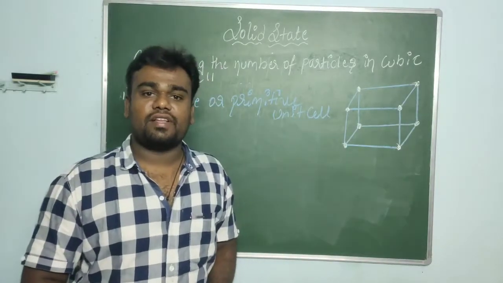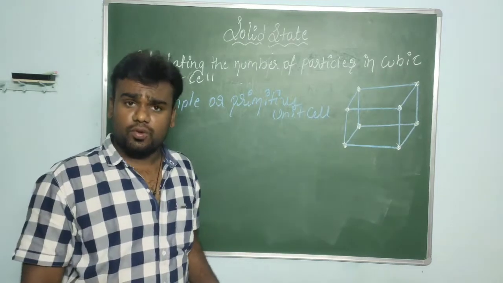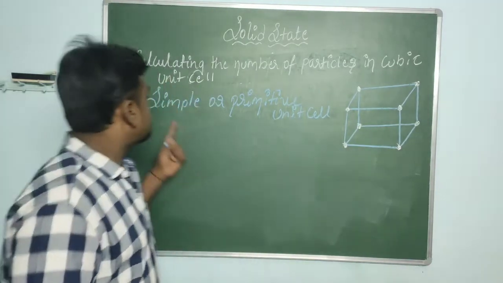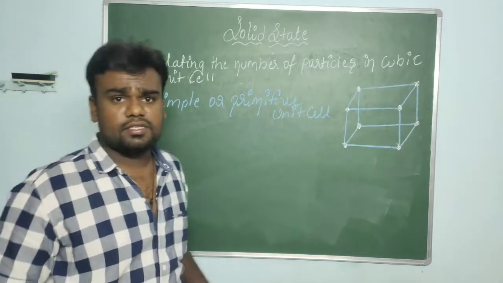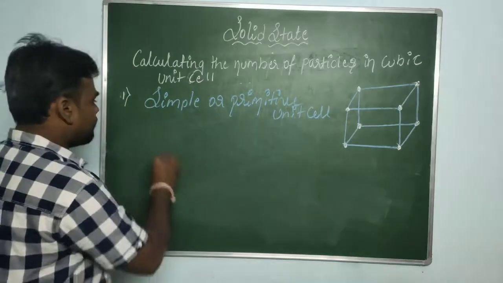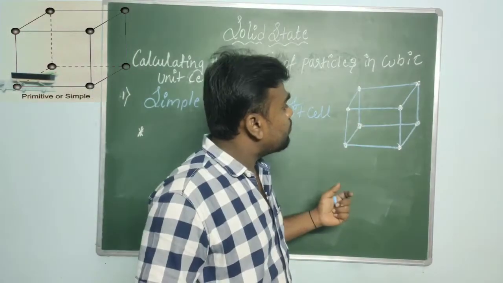Hi, today we'll discuss calculating the number of particles in a cubic unit cell. In this, we are going to study the first unit cell, the simple or primitive unit cell. First, you see, we have taken the cube.